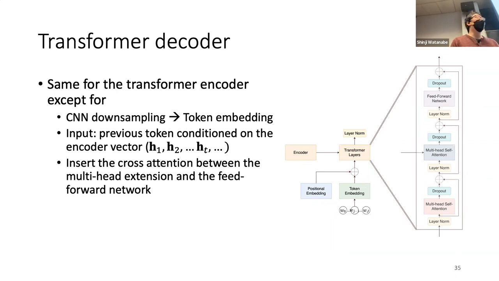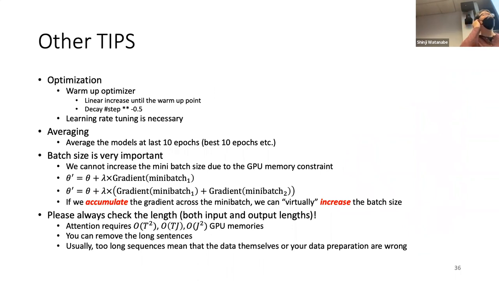However, this is not the only change. I explained the architectural changes, but the transformer also changes a lot of other parts, especially related to optimization. First, it's using the warm-up optimizer. This is based on Adam, but the learning rate is scaled, first linearly increased, and then decreased like this. The function depends on the implementation. Some people use cosine, some people use power, and so on. This learning rate schedule was found to be very effective for optimizing the transformer. And the second important part is averaging.